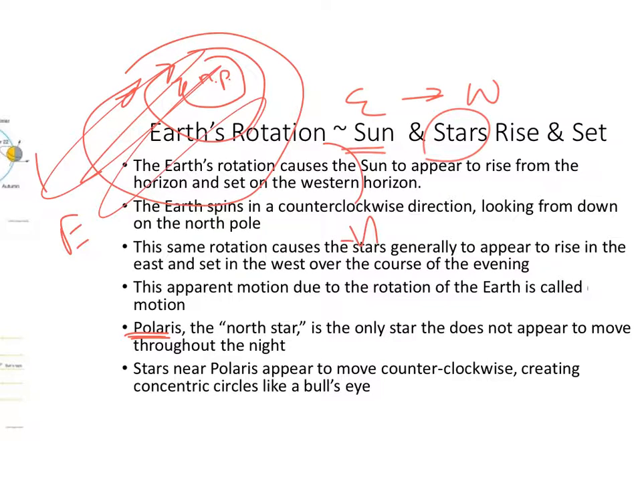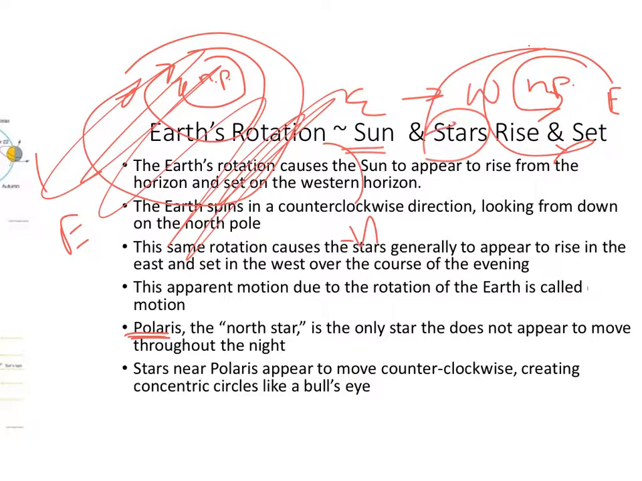Oh, darn it. I did it clockwise. I'm so sorry. It's counterclockwise. NP. Sorry about that. Counterclockwise. Okay, so counterclockwise. So they appear to rise in the east. That's better. And set in the west. And all right, that's because the Earth is spinning on its axis.